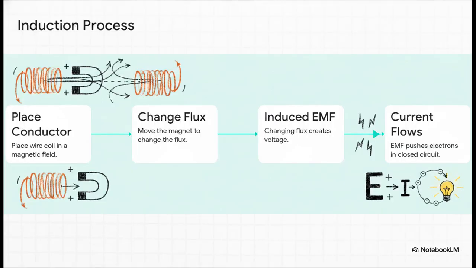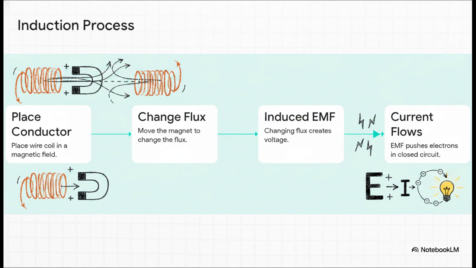So let's map this out like a recipe. Step 1. We place a conductor, like a copper coil, inside a magnetic field. Nothing happens yet. Step 2. We change the magnetic flux. We can do this by moving the magnet closer to the coil, or moving the coil closer to the magnet. That relative motion is the trigger.